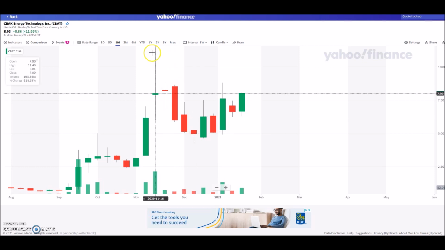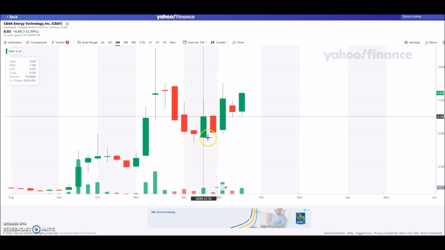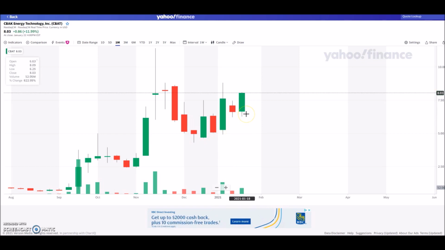It's forming a U shape, and also you can see on the weekly chart it's making higher lows. Each week you can see it's going higher and higher. Within the week you can see a large volatility within the stock, between $8 and $6, but on a weekly basis the stock is going up.